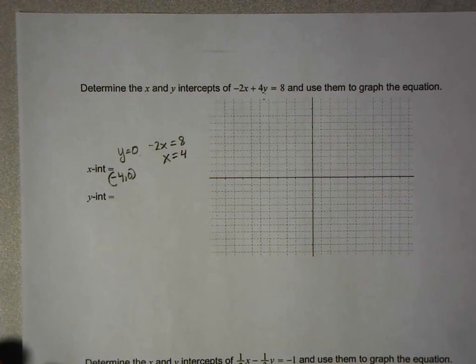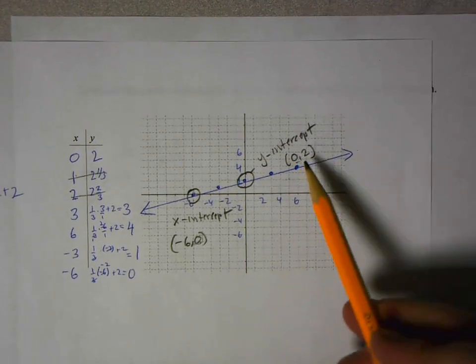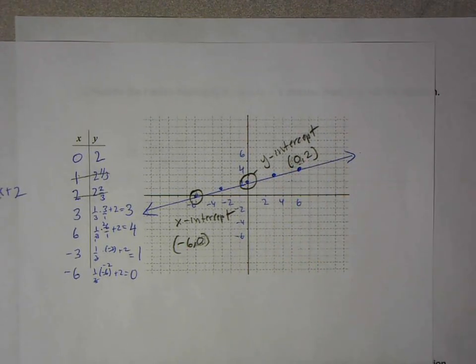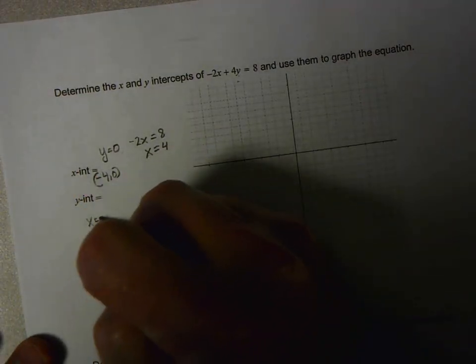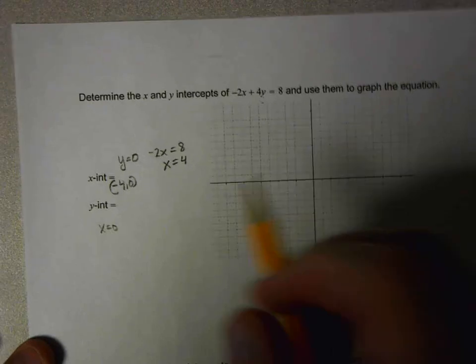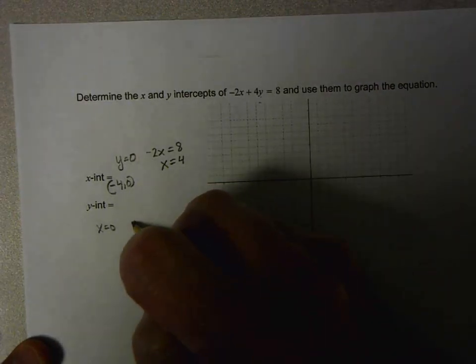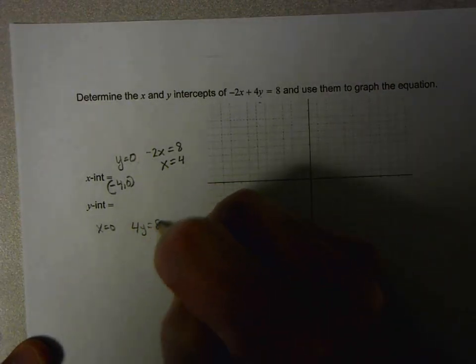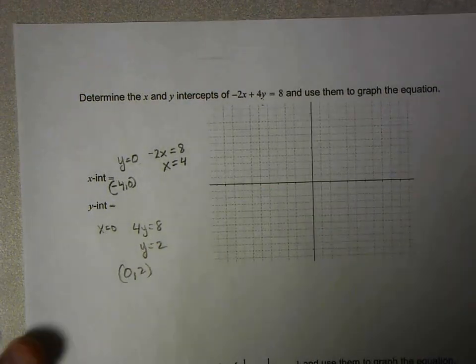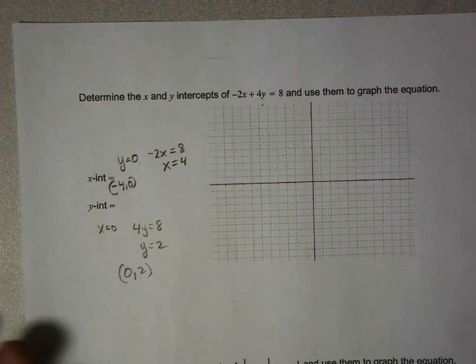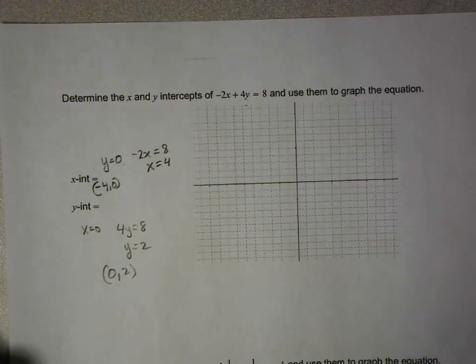Similarly, for my y-intercept, remember what happened here? For the y-intercept, the x number has to be 0. So when x is 0, I'm going to plug 0 into my equation up here. 4y equals 8. Divide, y equals 2. So I have the point (0, 2). Alright, so that gives us 2 points.